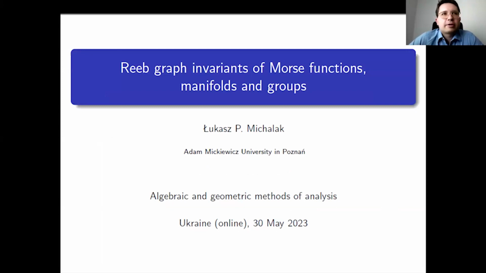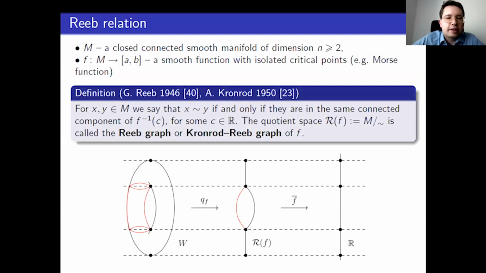First of all, I would like to thank the organizers for their effort and for the opportunity to give this talk. In the previous talk, Reeb graphs for algebraic domains were considered, but here I will consider smooth manifolds of dimension at least 2, and smooth functions with isolated critical points, so with finitely many of them by the compactness of the manifold. I especially focus on Morse functions, so functions which have non-degenerate critical points.